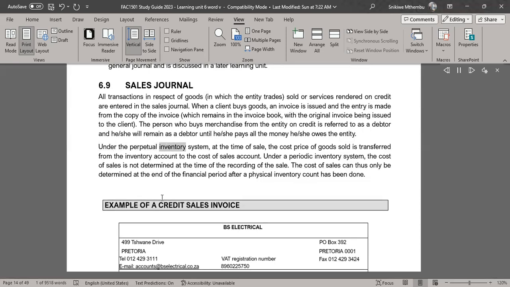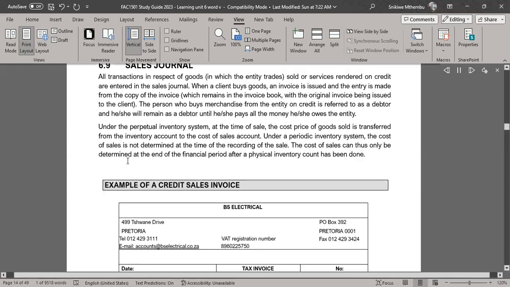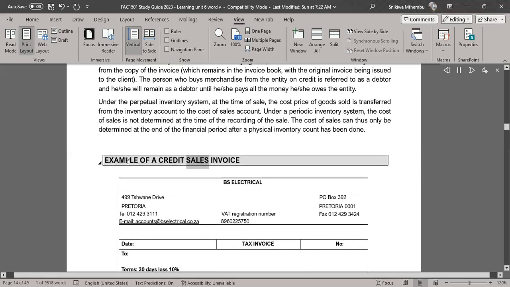Under the perpetual inventory system, at the time of sale, the cost price of goods sold is transferred from the inventory account to the cost of sales account. Under a periodic inventory system, the cost of sales is not determined at the time of the recording of the sale. The cost of sales can thus only be determined at the end of the financial period after a physical inventory count has been done. For example, a credit sales invoice.